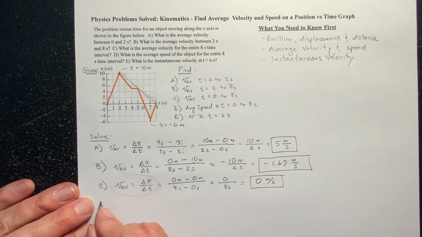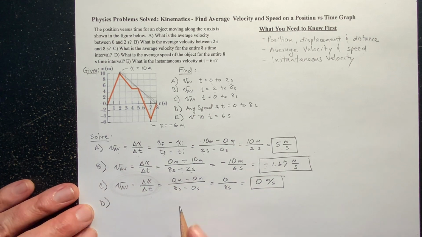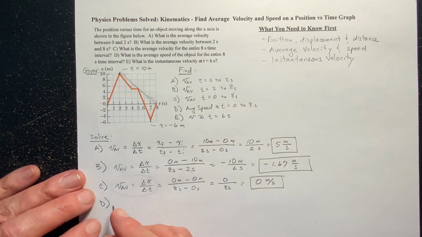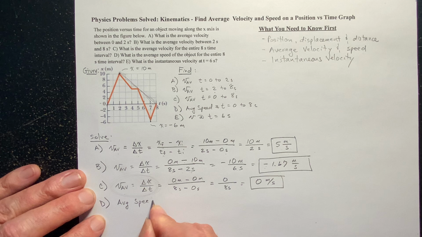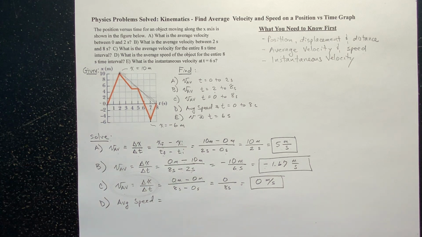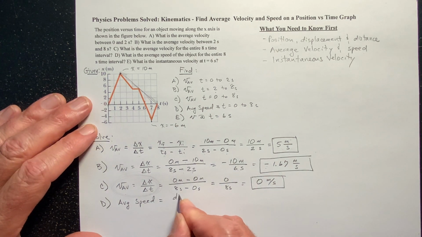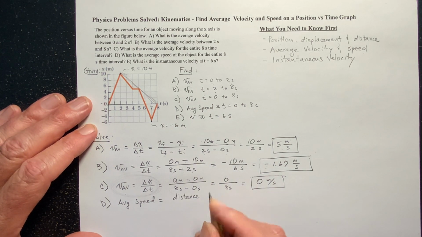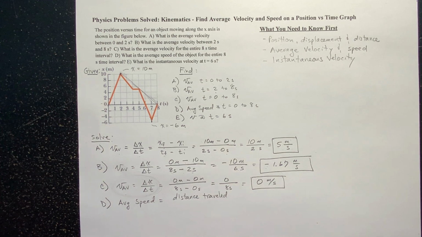Now part D, we want the average speed. So I'll just put average speed. And this has a different operational definition than average velocity. What you have to do here is figure out the distance traveled, regardless of direction. Distance is always positive. It's just the length of the total path that this object traveled.